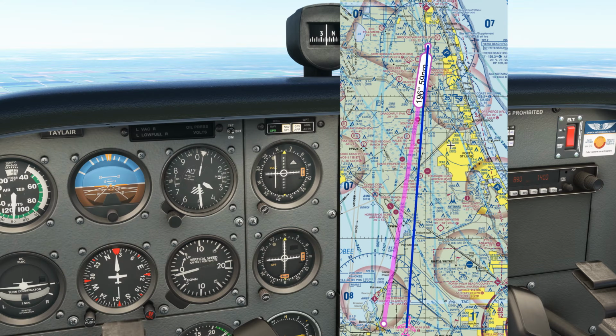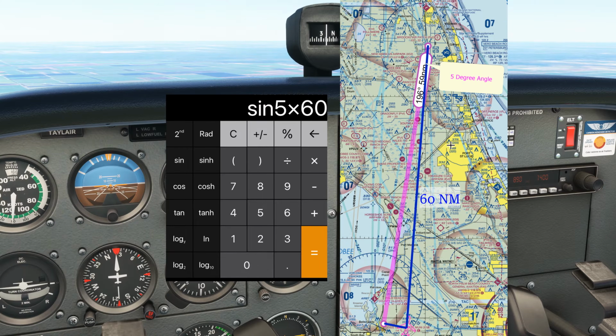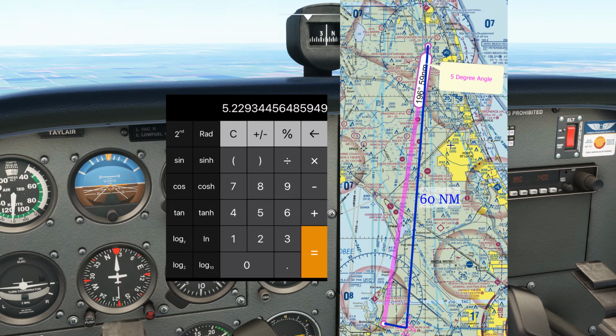and I think we all know that it is, we have a right angle triangle. If we take the sine of 5 degrees, which is the course deviation, and multiply it by the hypotenuse of the triangle, which is 60 in this case, we should get our distance from Belgrade Airport. This gives us 5.23 nautical miles.